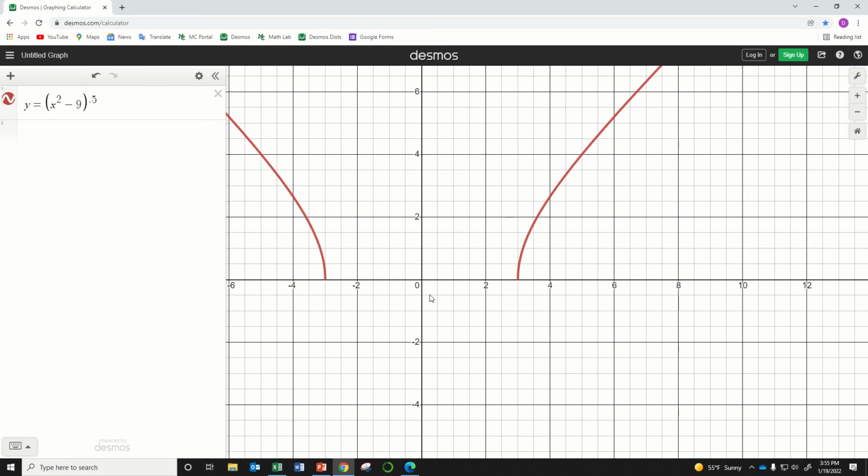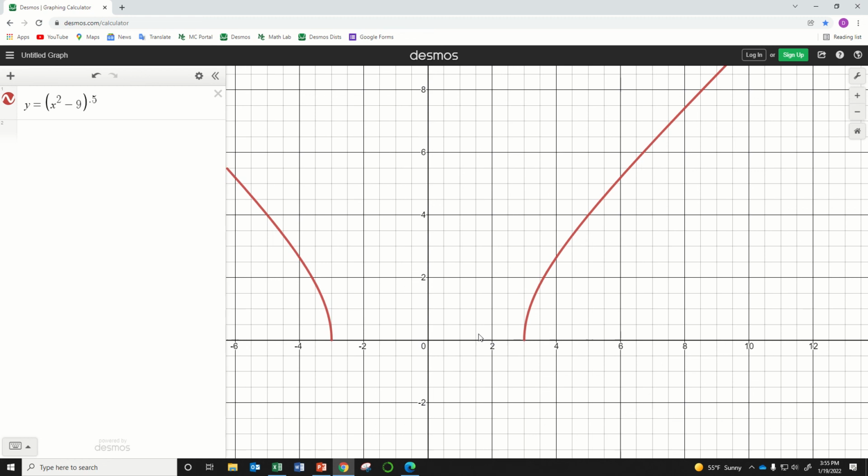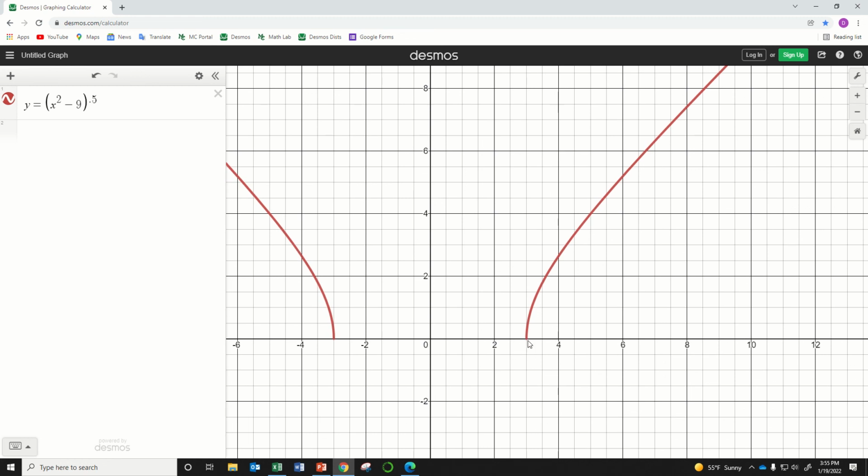But notice the function is not defined in this interval between -3 and +3. So it wouldn't make sense to talk about a left-sided limit here, because the function doesn't have any values that you could notice as you're approaching 3 from the left side.